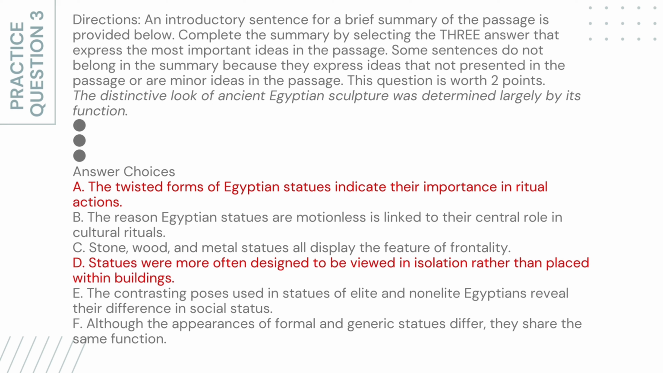We're going to eliminate choice D. Statues were more often designed to be viewed in isolation rather than placed within buildings. This is not accurate. This is a misreading of paragraph 2. It says when they're viewed in isolation, they could be misunderstood. But that does not mean that they were designed to be viewed in isolation. Okay, what should we eliminate next?